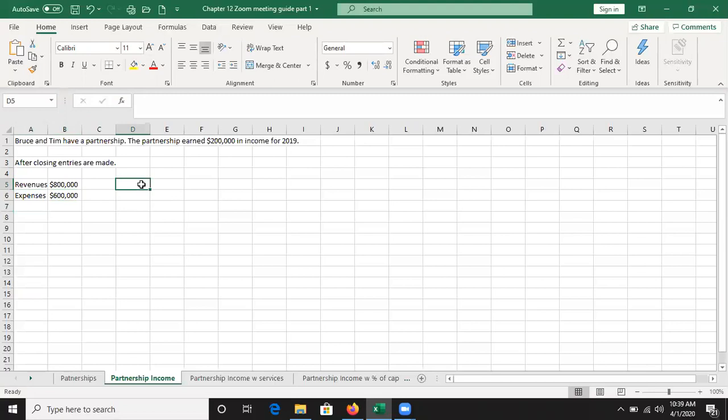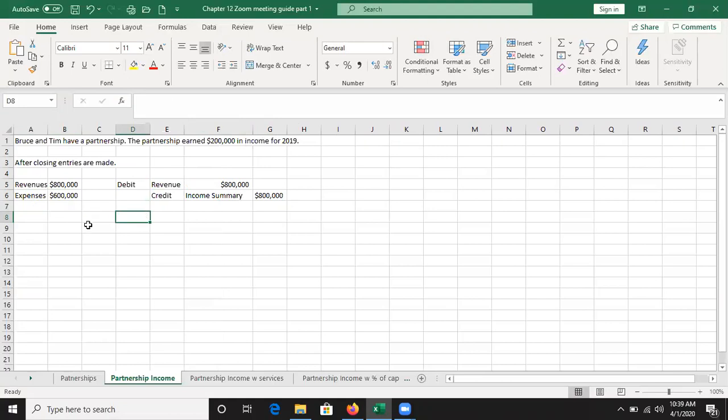So revenues would get closed by debiting the revenue account, 800,000, because revenues have credit balances. So to get rid of a credit balance, you got to debit it. And we would credit income summary. That's a temporary account that is only used for closing entries. Okay, do you remember that account? Income summary. It's a temporary account. It doesn't belong to any specific account type. It's used to eliminate other accounts. It's kind of like an assassin of accounts.